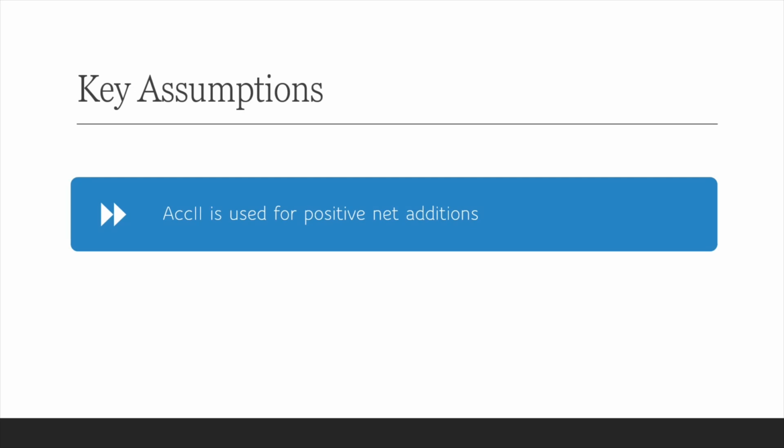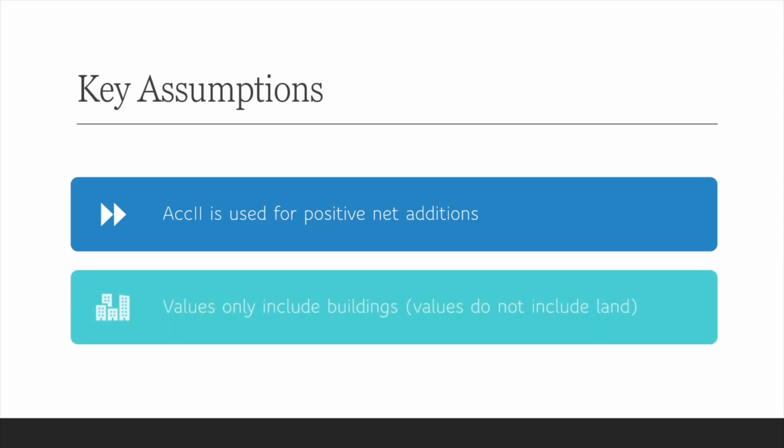net additions. The next key assumption for these sorts of questions in our introductory tax course is that the values you are given only include buildings. These values do not and will not include the value of land.